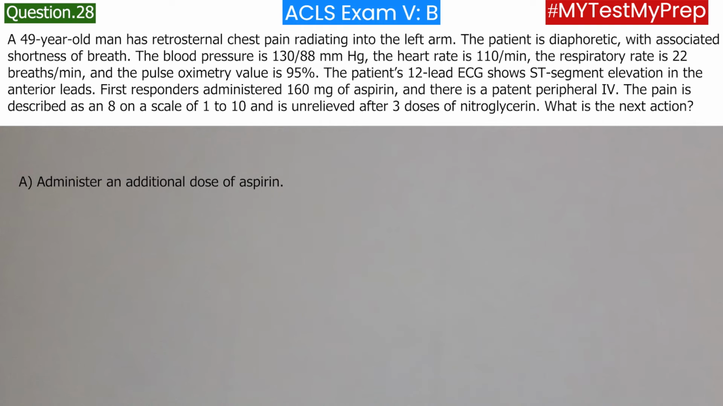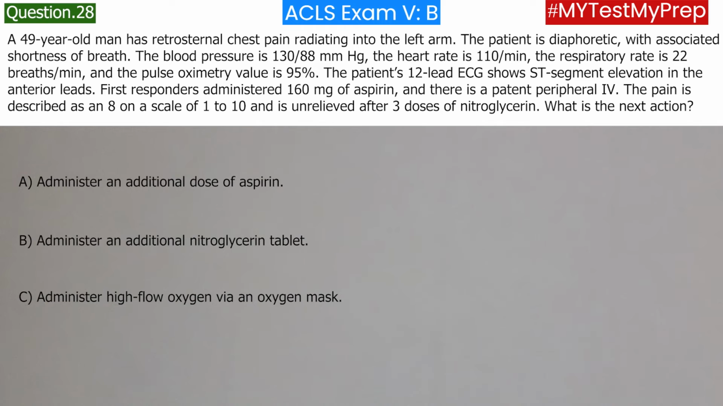A. Administer an additional dose of aspirin. B. Administer an additional nitroglycerin tablet. C. Administer high-flow oxygen via an oxygen mask. D. Administer 2 to 4 milligrams of morphine by slow IV bolus. Answer. D. Administer 2 to 4 milligrams of morphine by slow IV bolus.